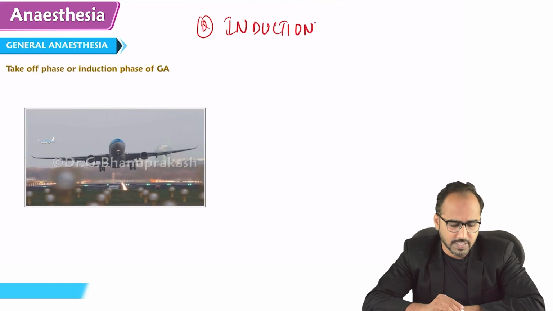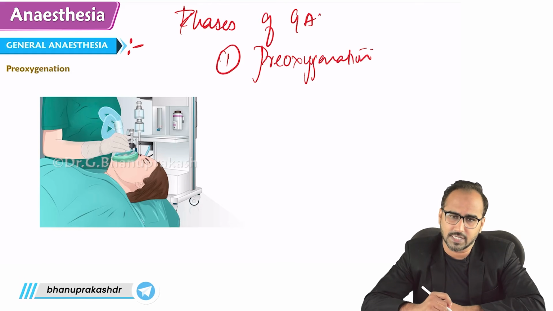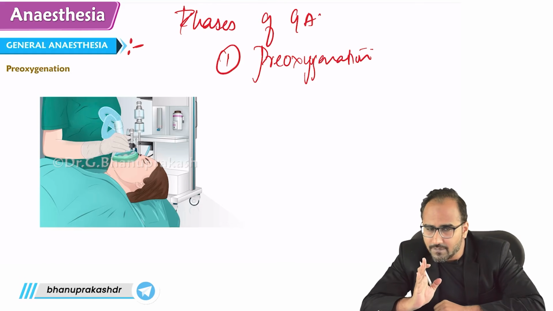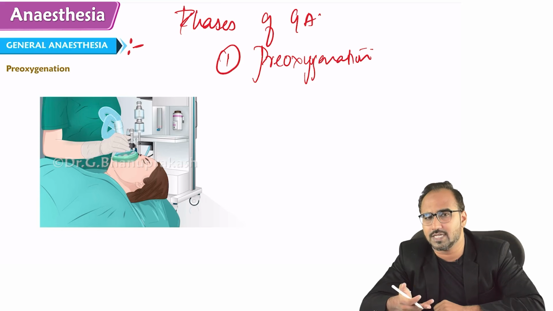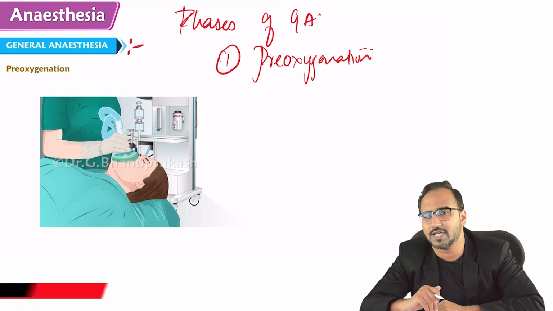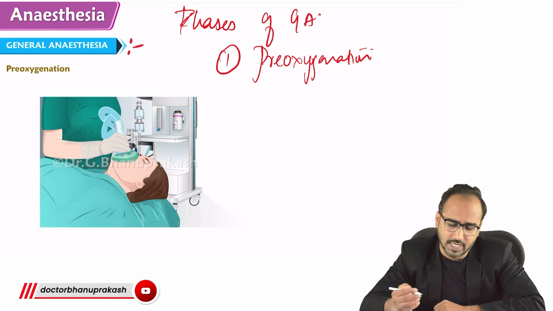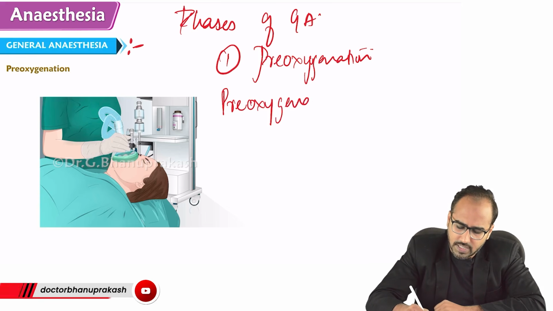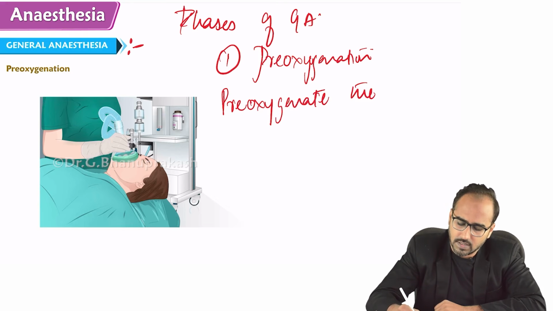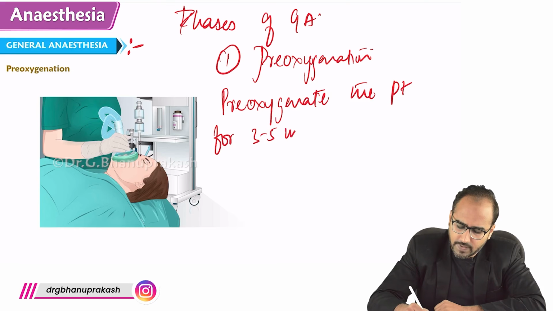Coming to the first phase. The first phase was pre-oxygenation. When you compare the phases of the aeroplane with humans, the first phase of the aeroplane was refueling. In humans, we refuel them with oxygen. The first phase in humans in general anesthesia is what? Pre-oxygenation. You pre-oxygenate the patient for 3 to 5 minutes with 100% oxygen.